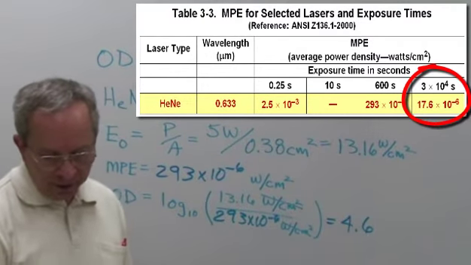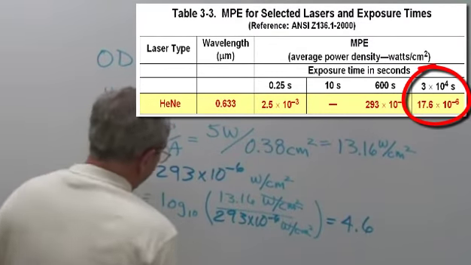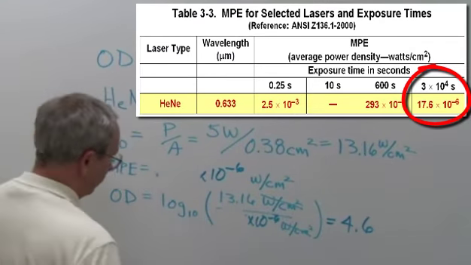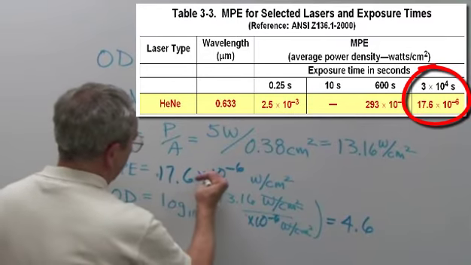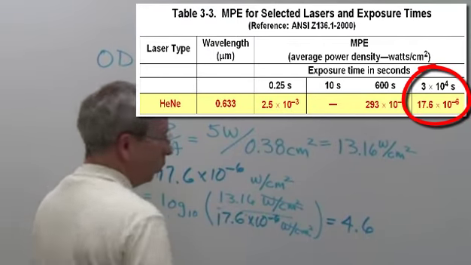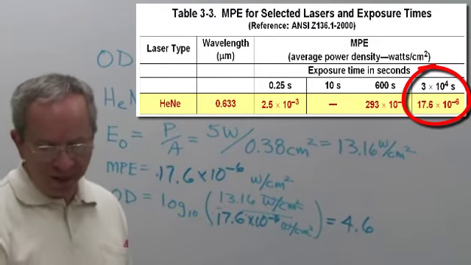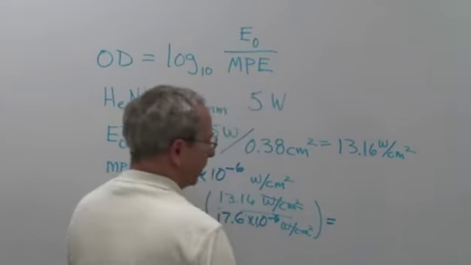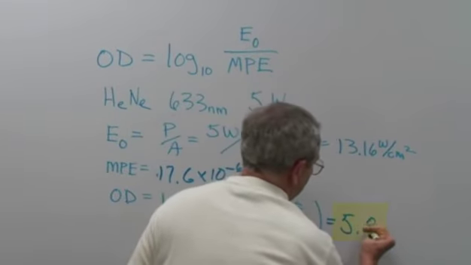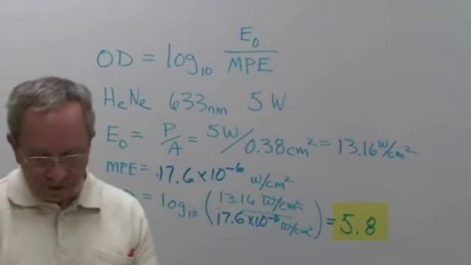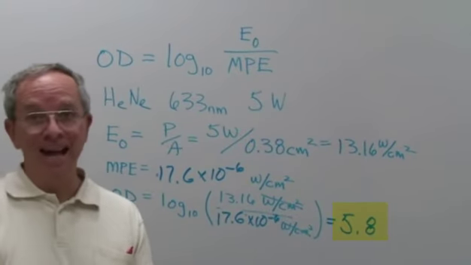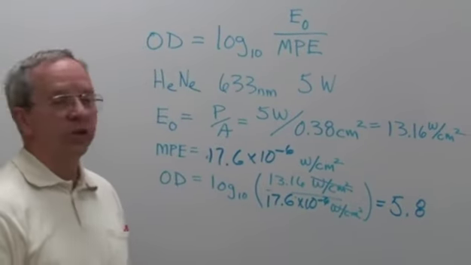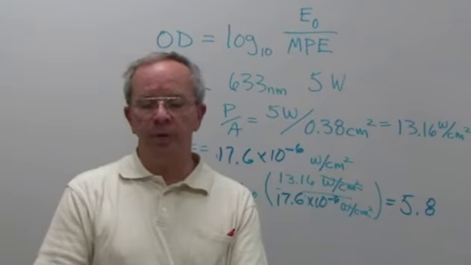That would be 17.6 times 10 to the minus 6. And that corresponds to what? That corresponds to 3 times 10 to the 4th seconds. Does anybody know what that would be? 3 times 10 to the 4th seconds is about 8 hours, a little bit more than 8 hours. And that would require an optical density of almost 6 in order to give you sufficient eye protection.